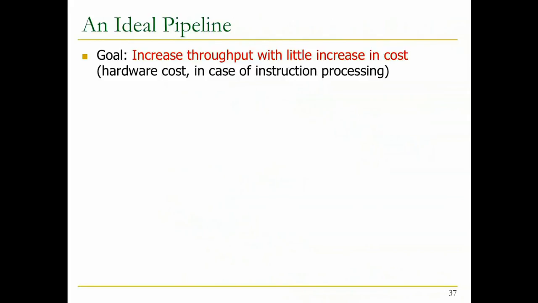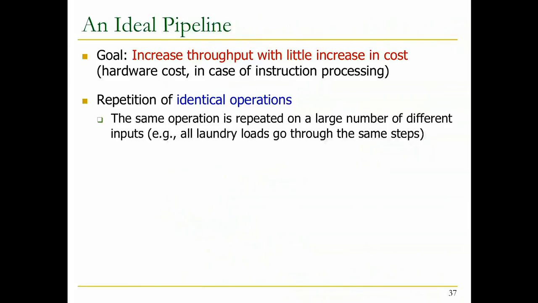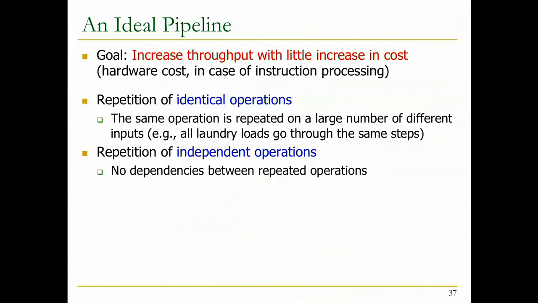Okay, so an ideal pipeline would increase throughput with little increase in cost. Unfortunately, that's not always possible, so we're going to add hardware cost. But let's look at an ideal pipeline. What do you need? Basically, for the pipeline to be ideal, we want to repeat the identical operations, meaning the same operations repeated on a large number of different inputs. For example, laundry loads always go through the same steps. Washing is repeated on many, many loads. Drying is repeated on many, many loads. Instructions, fetch is repeated on many, many instructions. Decode is repeated on many, many instructions. So the more steps you have that are identical across instructions, the better you are. Because you're utilizing the same hardware to process many different instructions.